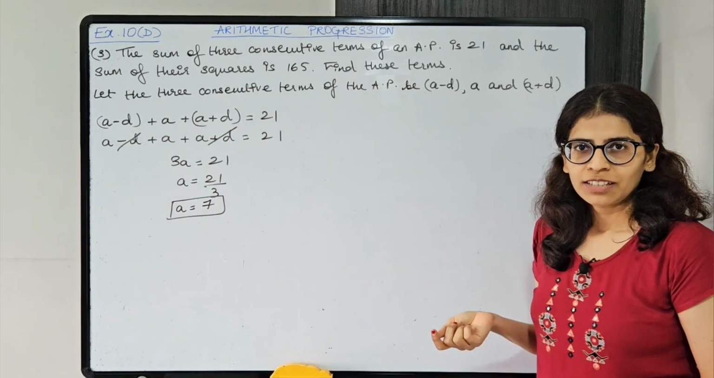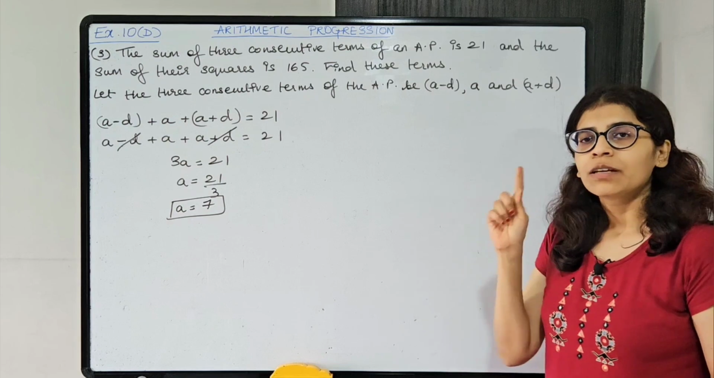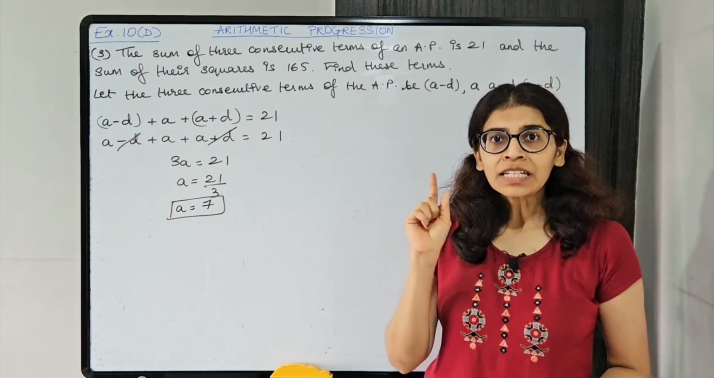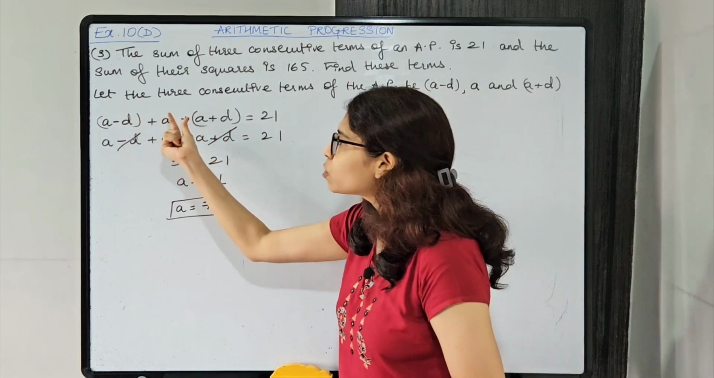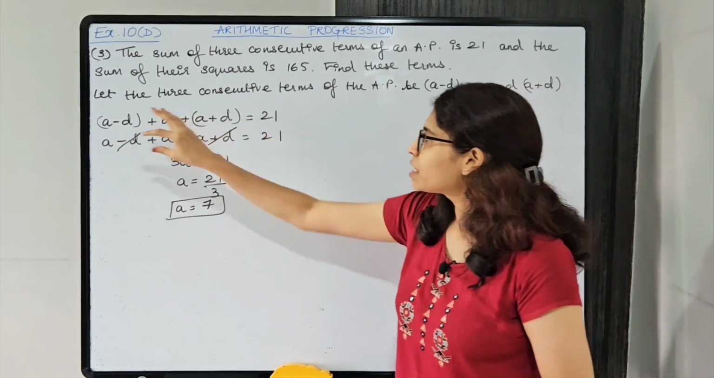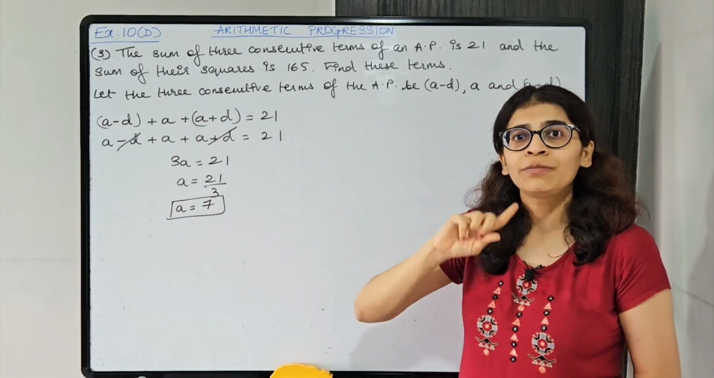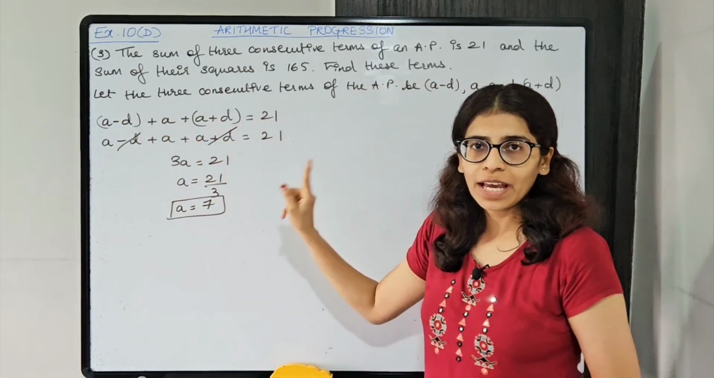Let's check the second condition. The sum of their squares is 165. Be very careful over here. The sum of their squares is plural, so we have to square each one. Keep that in mind. So do not add everything and then square, that will be wrong. Sum of the squares, so first square each term.